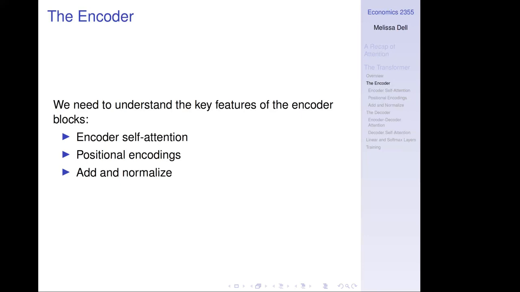Then we're going to talk about what I've called add and normalize, which is going to be really reminiscent of what we saw with ResNet, and is going to be important for why you are able to, if you're OpenAI, stack 96 transformer blocks on top of each other and not have a vanishing gradient problem or other problems.